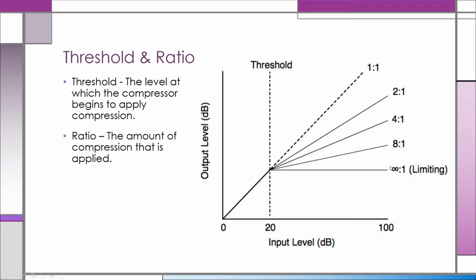Then we also have this option here, infinity to 1 or limiting. This is an extreme form of compression and essentially does not allow anything past whatever our threshold is. You can get some very cool, interesting results if you do limiting, but depending on how much you're making your limiter work, you can also get some terrible, awful, extremely distorted results. But if you hear about compression versus limiting, that's the difference. They're the same thing, it's just limiting is an extreme form of compression.